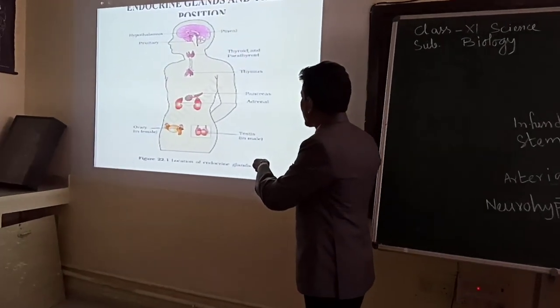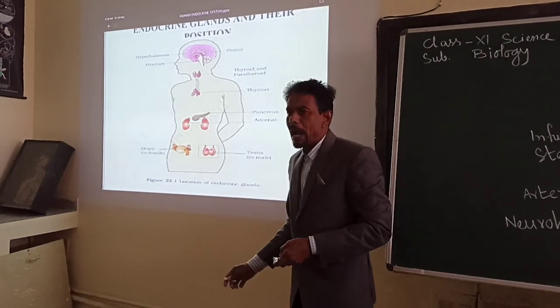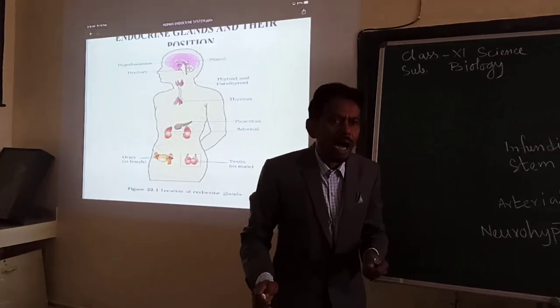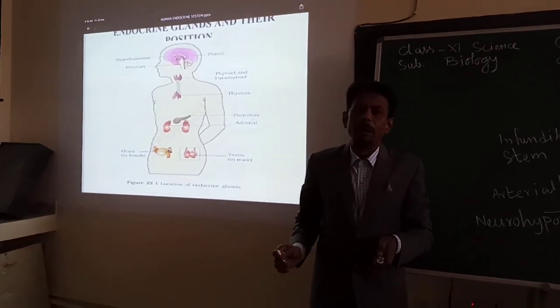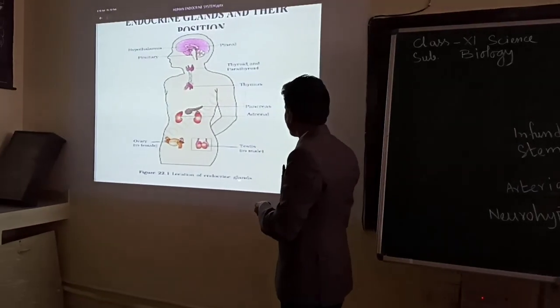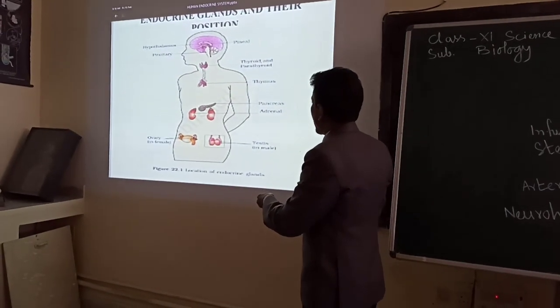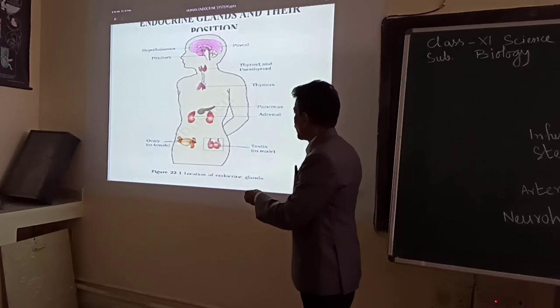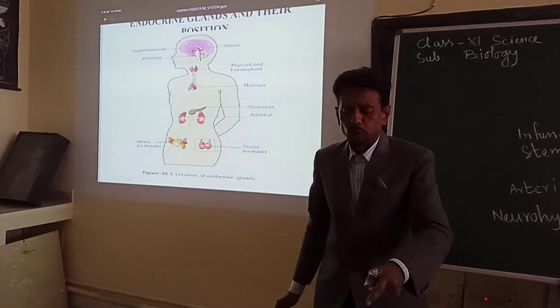So this is the pancreas. Then we have the gonads. In the case of male, we have a pair of testes, and in the case of female we have a pair of ovaries. Separately I am showing now.